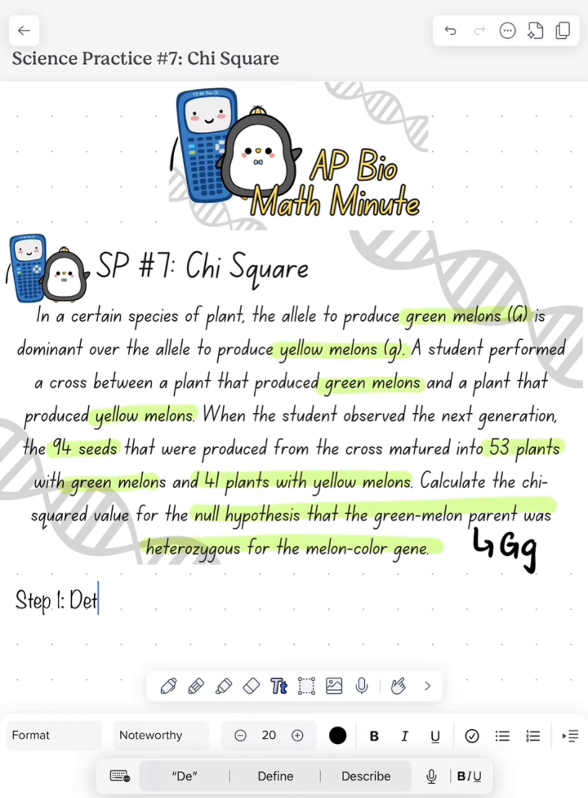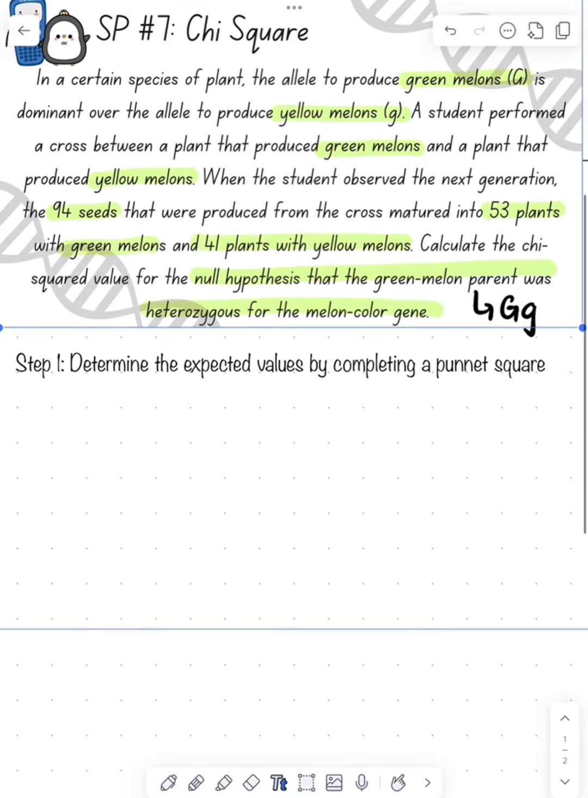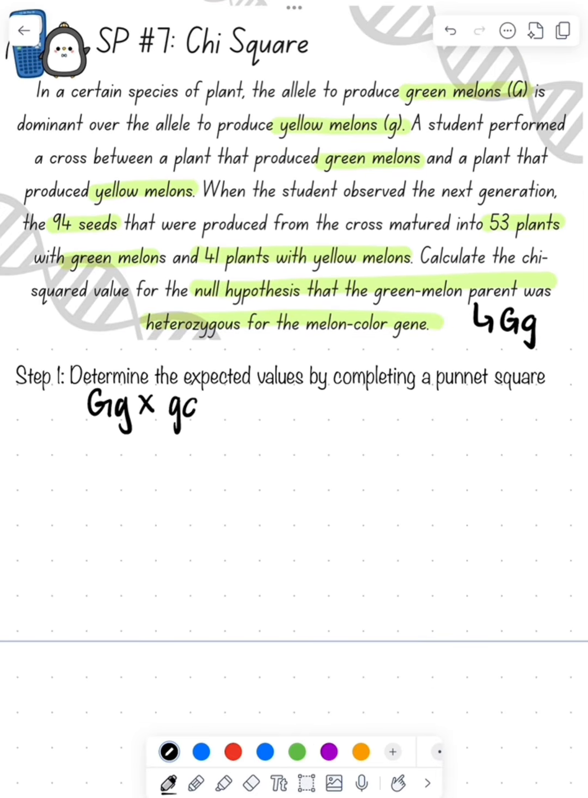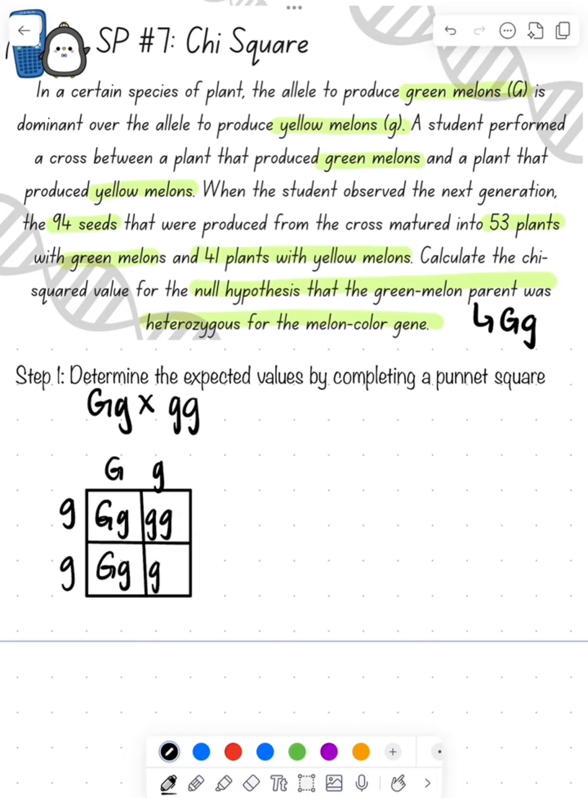Our first step is going to be to determine the expected values. So we're going to do a Punnett square for this. If we cross a heterozygous green with a homozygous recessive yellow, and we set up our 2x2 Punnett square, we're going to put the green plant across the top and the yellow across the side. That's going to allow us to see that half of them are heterozygous, or green, and half of them will be homozygous recessive, or yellow.